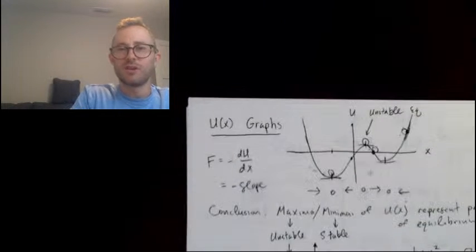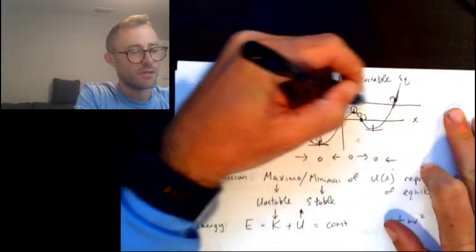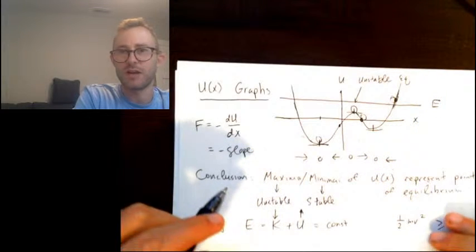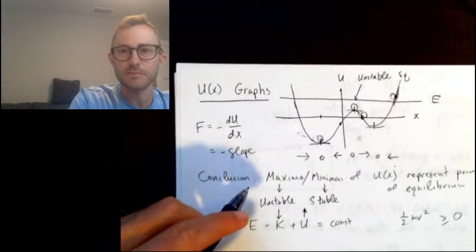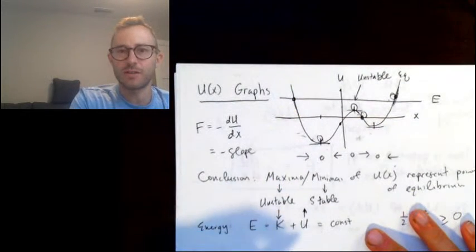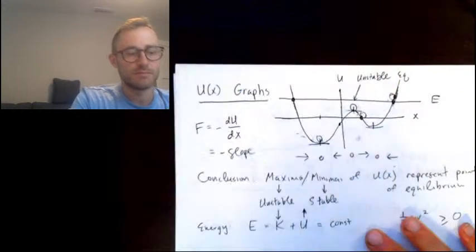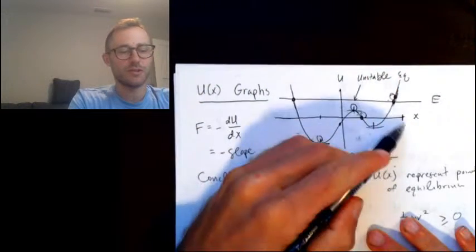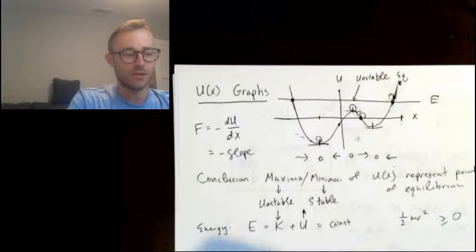So let's suppose that a particle has this much energy. This is the amount of energy that the particle has. Then that means that the particle is stuck between here and here. Because what would happen if the particle went to this location? Now the potential energy is greater than the energy.